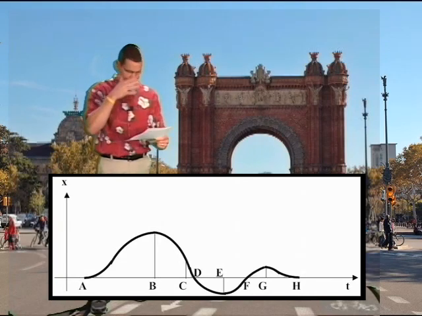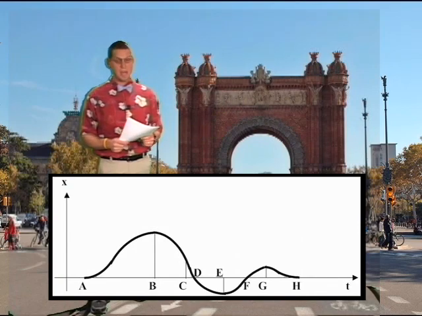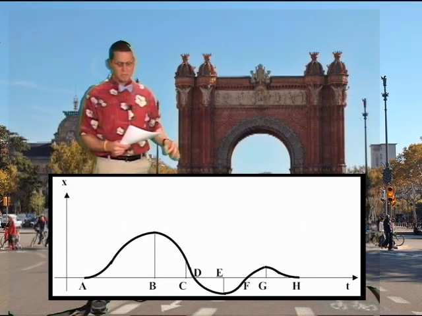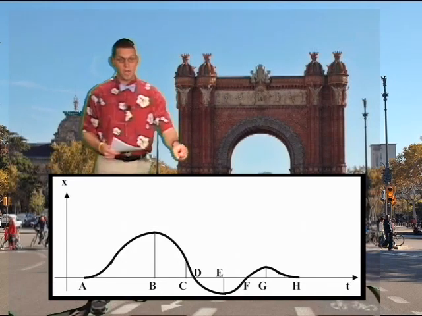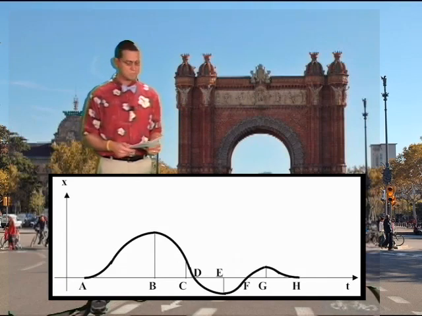So here's some questions for you. If the cyclist starts at the arc at time A on the graph, and he finishes back here at time H, how many times does he bike through underneath the arc, which is right here? How many times does he actually go underneath it?